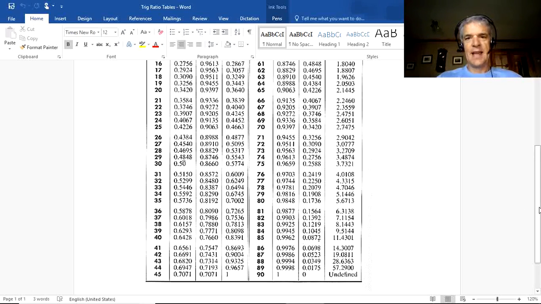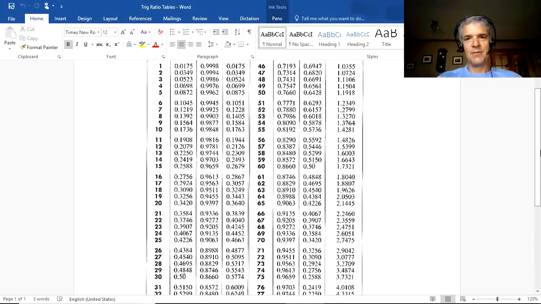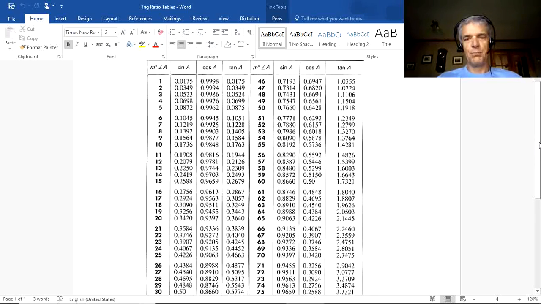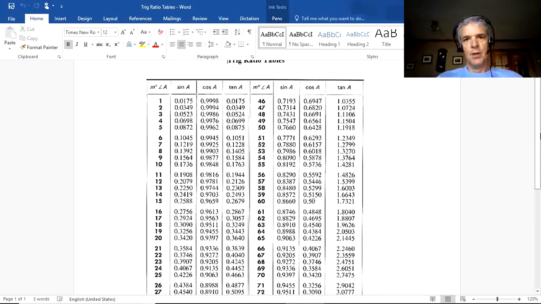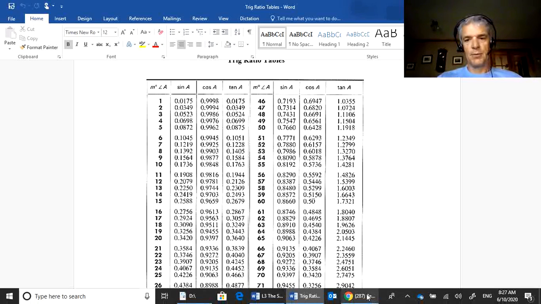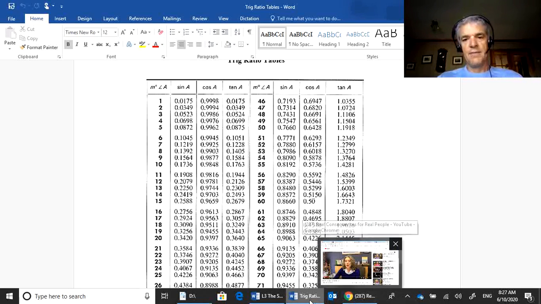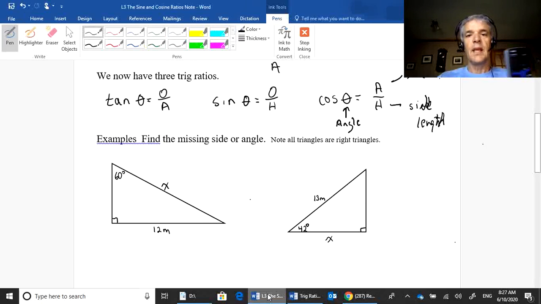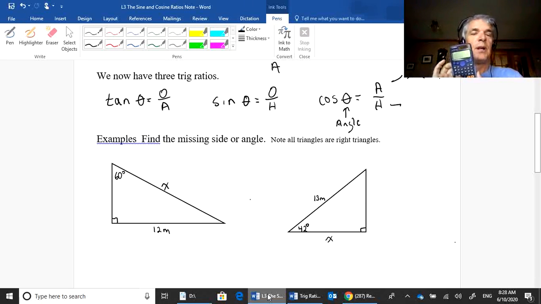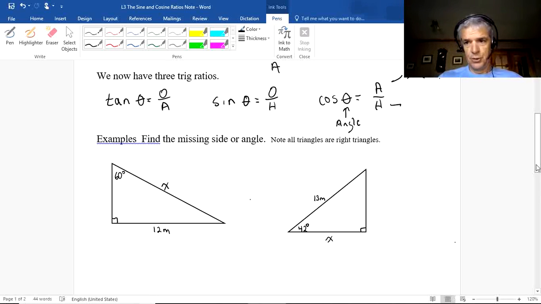It'd be nice if I had one that fit nicely on one page. Unfortunately, I have to scroll up and down, but if you print a copy of this, which I've posted on the VLE, then that'll save you some time, okay? Of course, you have the option as well just to use your calculator, and that's what I usually do. But I'm going to explain both methods. Sometimes I'll use one, sometimes I'll use the other, and that way nobody's getting too tricked up.